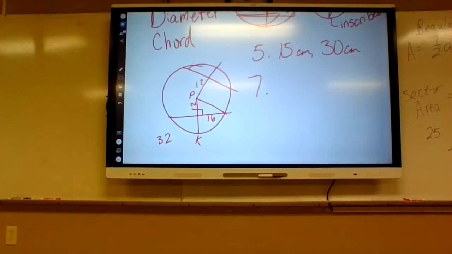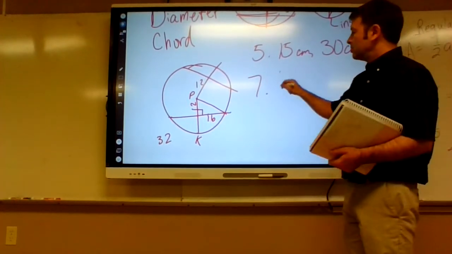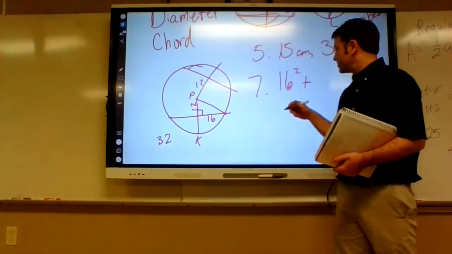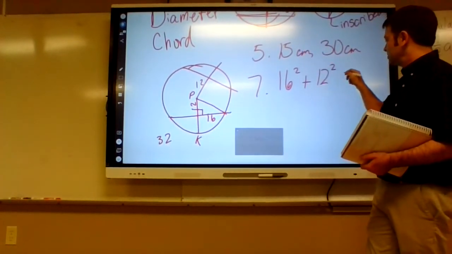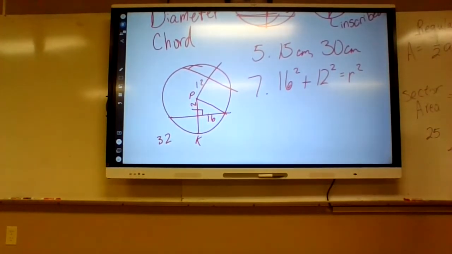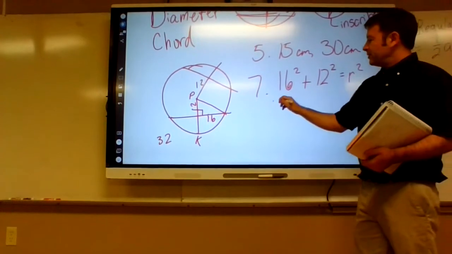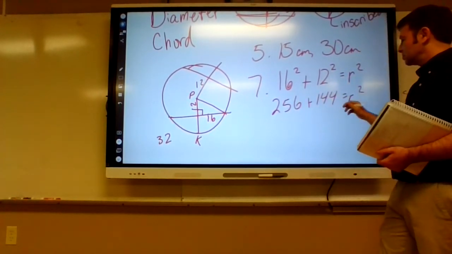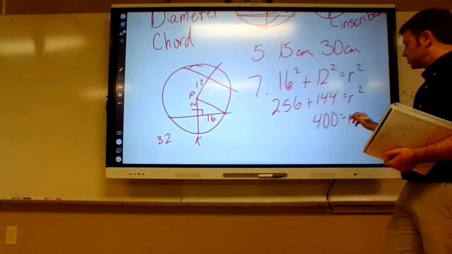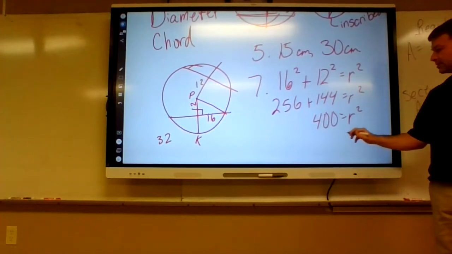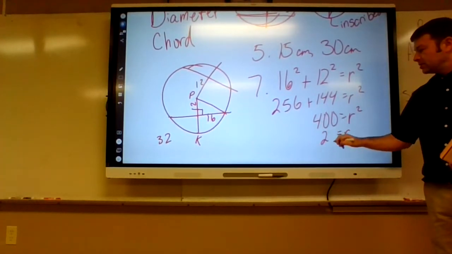16 squared plus 12 squared equals c squared. Yeah, Pythagorean theorem, right? 16 squared plus 12 squared equals, I'll call it radius squared since we're looking for the radius. I believe that was 400. Equals 400. The square root of that's 20. Remember I have to take the square root at the end, so it's 20.